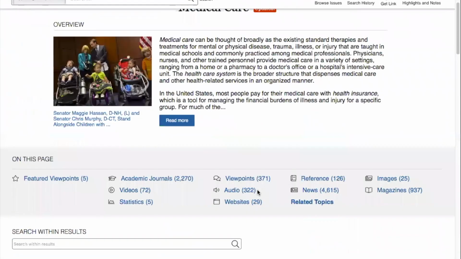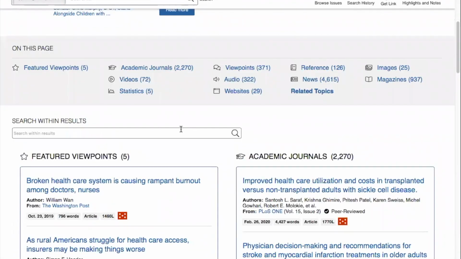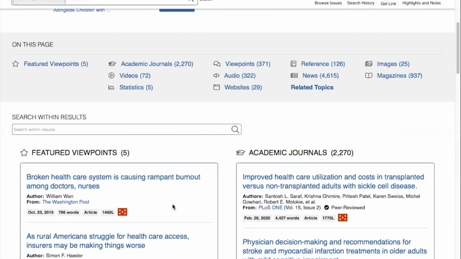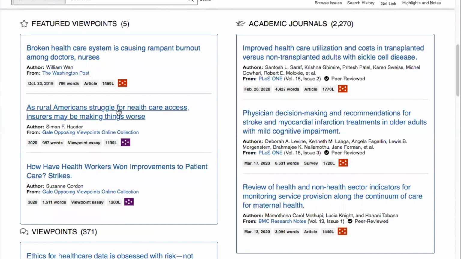If you come down here, this is what's going on. So we have viewpoints. Now, viewpoints are essays by people trying to express a particular point of view, okay? You might disagree, you might agree. They're going to argue their point of view. So, broken healthcare system is causing rampant burnout among doctors and nurses. So they're making the statement that this burnout is being caused by our healthcare system. Rural Americans struggle for healthcare access. Insurers may be making things worse. So this is an opinion.